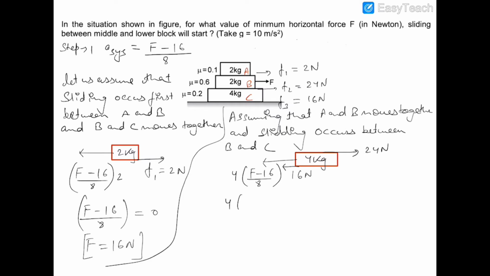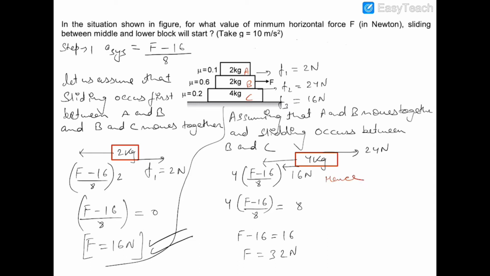So 4 times (F minus 16) upon 8 will be equal to 24 minus 16, which is 8, and F minus 16 will be equal to 16, and F will be equal to 32 newtons. So if B and C slide before A and B, then the required force will be 32 Newton. So we know that the lesser force is required in the first case. So we can say easily that this is the conclusion.